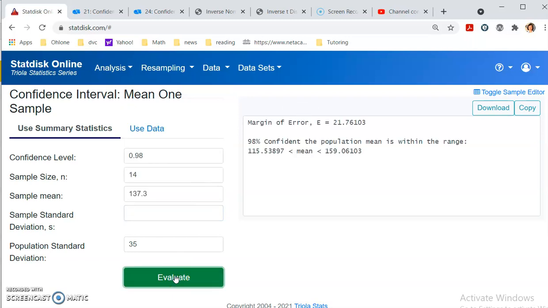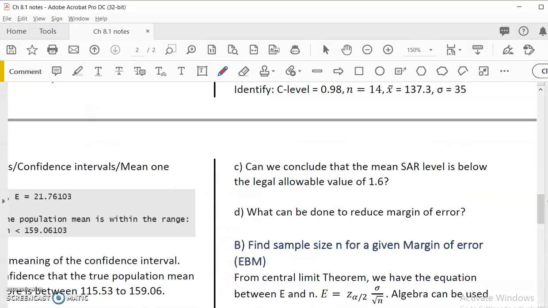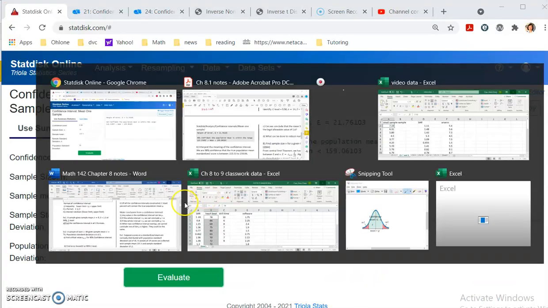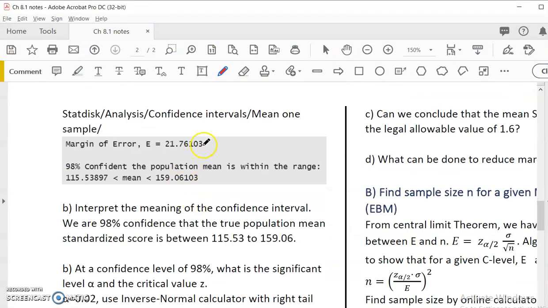Evaluate. See how this is much faster. Your E is 21.76 if I round to two places, and the lower limit is 115.54. I'm going to write it down, 115.54, and then the upper is 159.06. So they calculate everything for you. You don't have to worry. So 115.53, 159.06, and 21.76. This is the output.